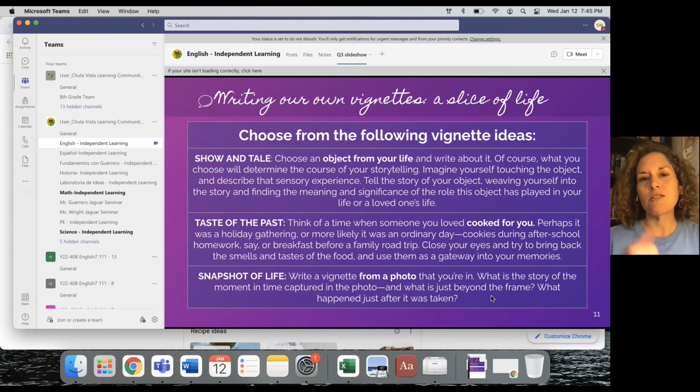So those are your 3 options. Show and tell. Focus on an object, something that you could hold in your hand, possibly. Taste of the past, a food type of memory, and snapshot of life. It's going to be from a photo. If you use a photo, I would love, love, love, love it, if at all possible, if you could include the photo in your document. Okay. That would be amazing.